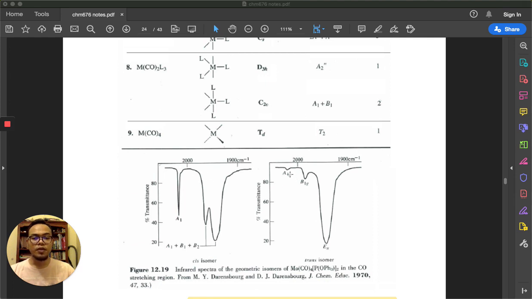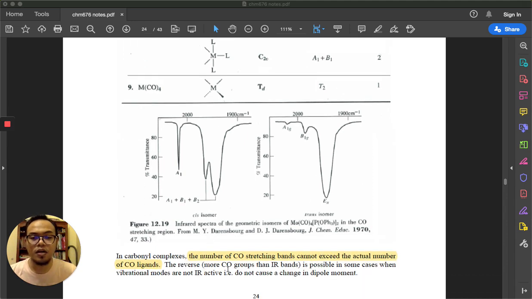The same thing for this one, we have 1, 2, 3 frequencies. For these 3 frequencies, this is actually the infrared spectra of the geometric isomers of molybdenum. We have CO4 and then PPh3. This is phosphine complexes. Sorry, I can't really see it clearly here. With 2 phosphine here, it is actually MoCO4L2.